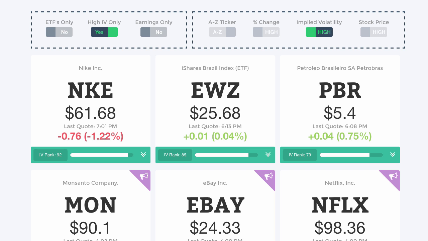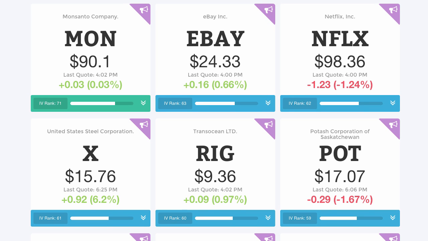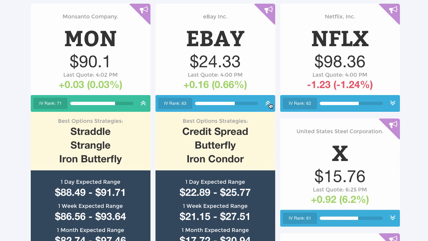Another really cool thing that we've built into this platform is the ability to show you exactly what strategies you should be using based on different implied volatility ranks, or based on how high implied volatility really is. So you can see here when I toggle this open for eBay and MON, that different option strategies show up based on where implied volatility is right now. So for example, eBay has implied volatility of 60 in the 63rd rank, and that means that you should be trading credit spreads, butterflies, and iron condors, versus MON, which has implied volatility in the 71st rank, and you should be trading straddles and strangles and iron butterflies.